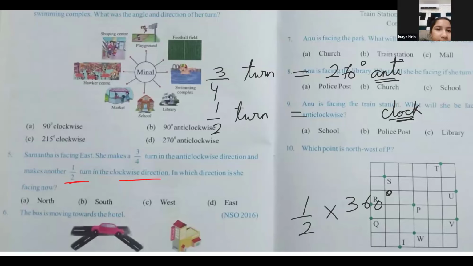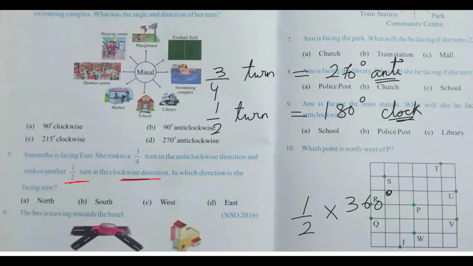180 degrees. Yes, correct. It will be 180 degrees, and in which direction? In the clockwise direction. It's given that it is half a turn in the clockwise direction. So these are the two turns that she has taken.